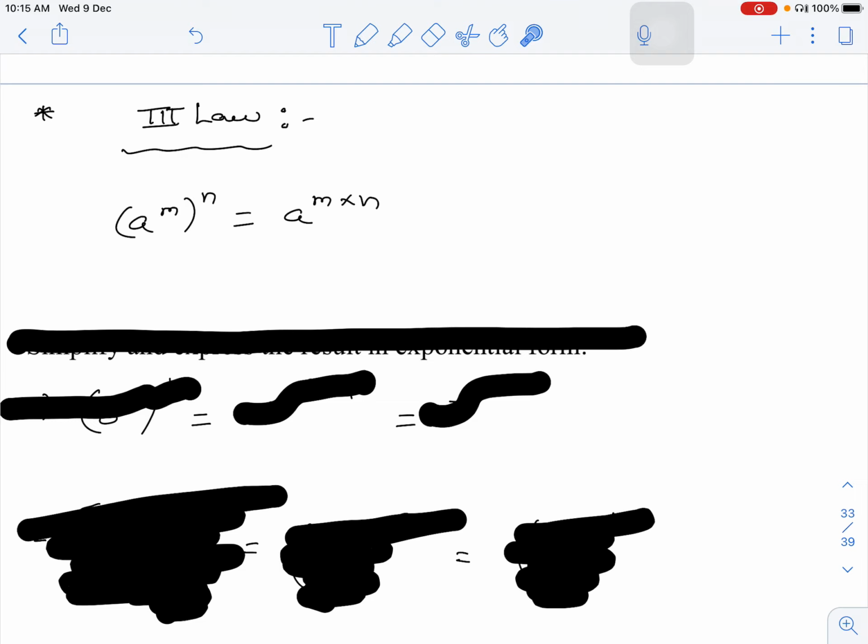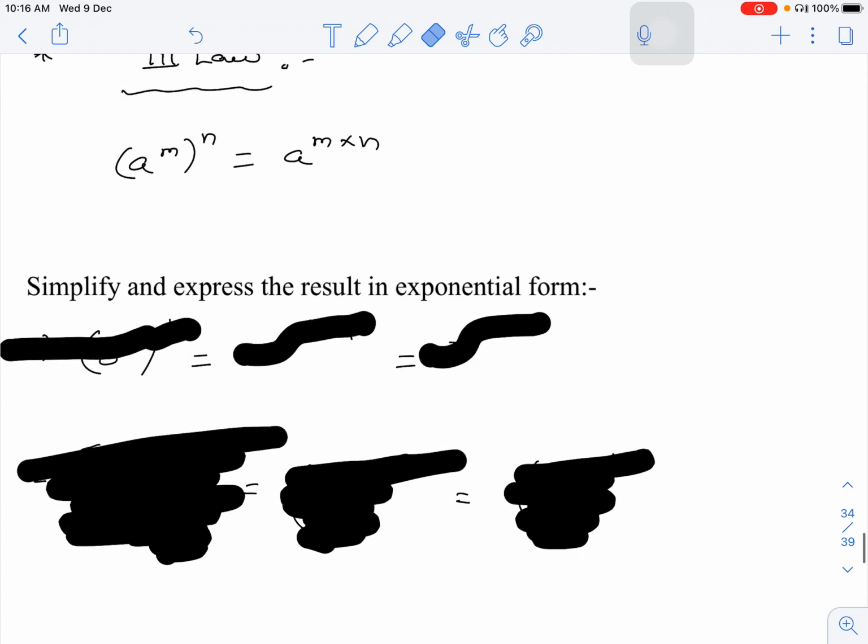That is, if a number is there, that is a base, it is having one power and another power is present over it, that is we say power to power. During such a condition we can multiply these powers keeping the base only one time. For example, now let us solve some examples.